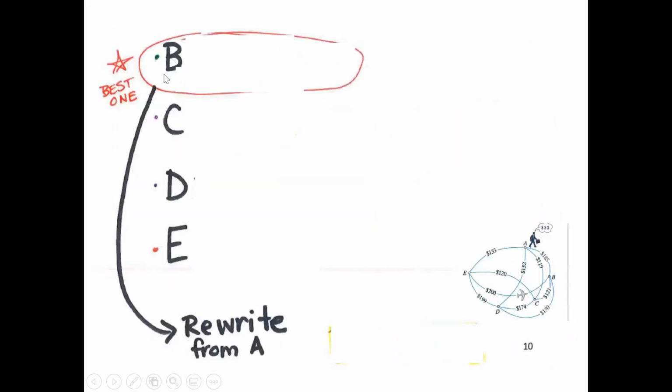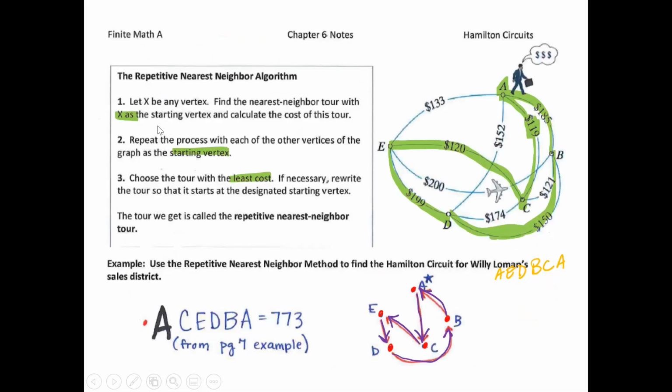Now, if I decide not to start with A and I decide to start with B, then my route could be B, A, E, D, and then back to B. Then if I start at C, according to this part here: find the nearest neighbor tour with X as a vertex, calculate the cost of this tour, repeat the process with each of the other vertices of the graph as a starting vertex.